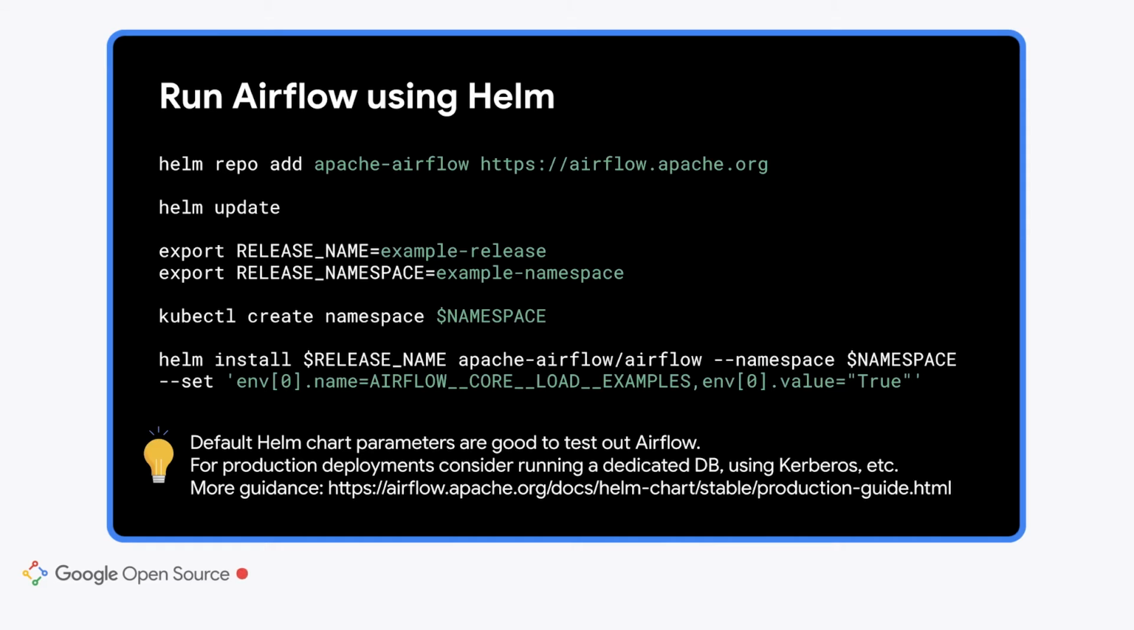Once you do that, in the second step, you need to run a Helm update command. Then the next two commands that are presented on the screen are related to definition of needed variables, release name and release namespace. In the fifth step, you are going to create a namespace on the Kubernetes cluster within which all Airflow components will be running.